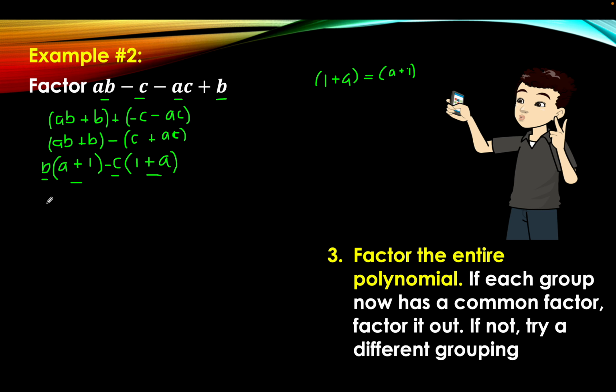So if we're going to factor out the quantity A plus 1, that means dividing each term by the quantity A plus 1. That leaves us B here and negative C here. That means the other factor is automatically the outside terms. So we have B minus C. Therefore, the factors are the quantity A plus 1 times the quantity B minus C. So that's the final answer.